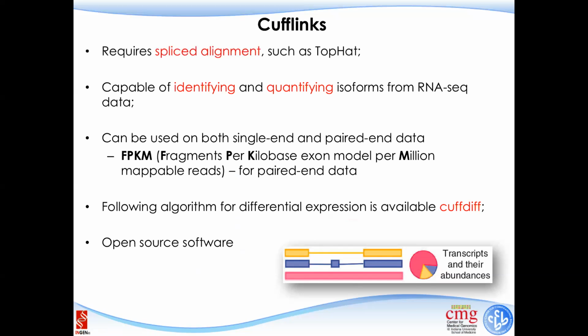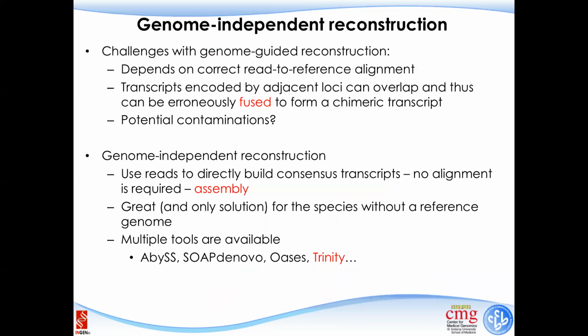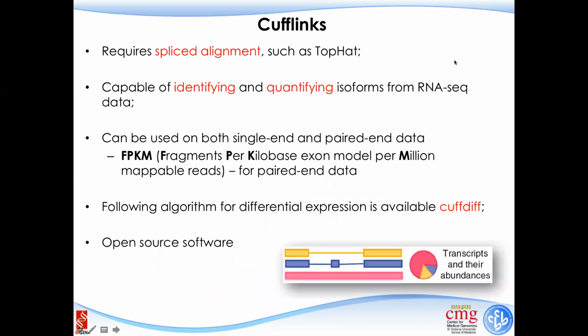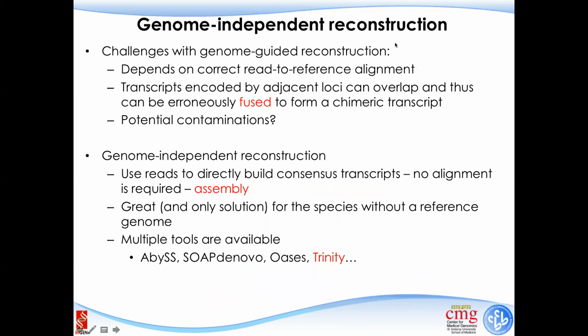The second kind of method to reconstruct the isoforms, alternative splicing, is named genome-independent reconstruction. So we can say Cufflinks needs the spliced alignment, which means we need the genome reference to conduct the analysis.